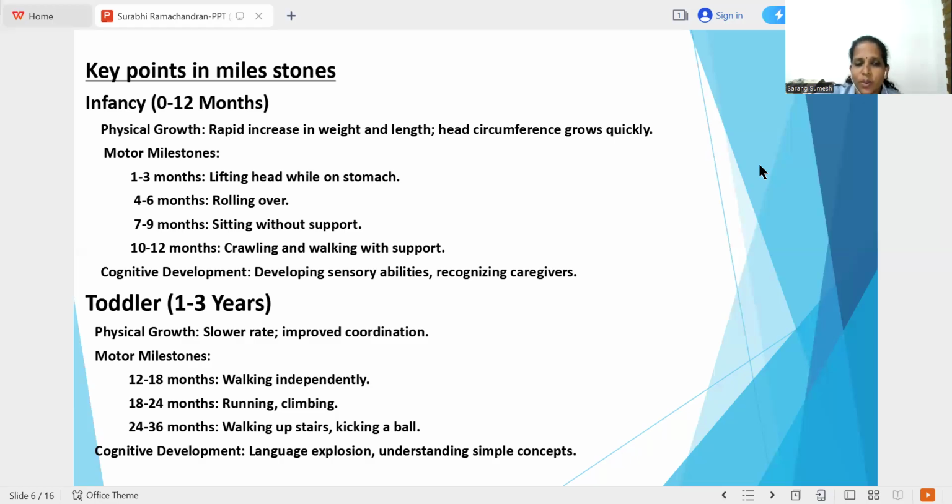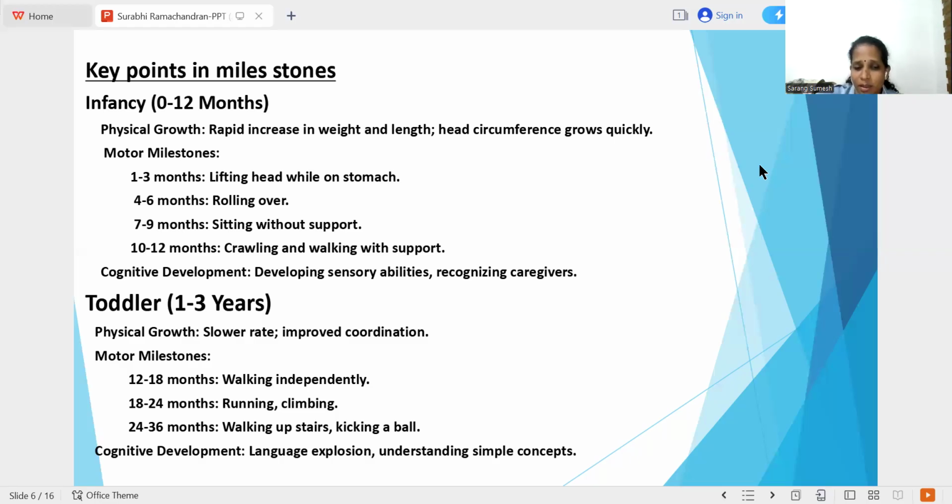Next age group is toddler, 1 to 3 years. Physical growth, slow rate, but improved coordination. Motor milestones, mainly 12 to 18 months walking independently, 18 to 24 months running, climbing, 24 to 36 months walking up stairs, kicking a ball. These are the main motor development.